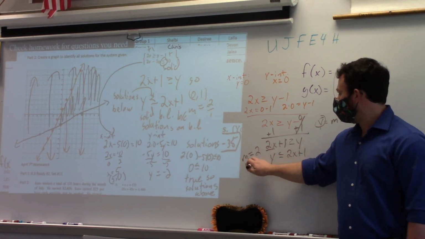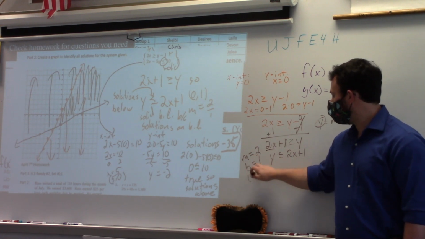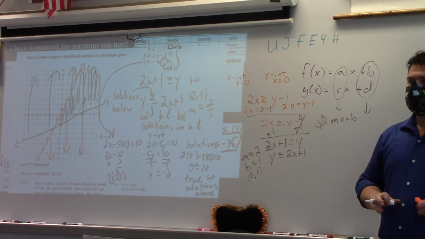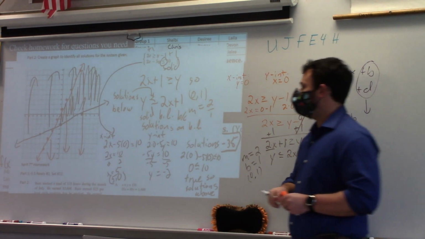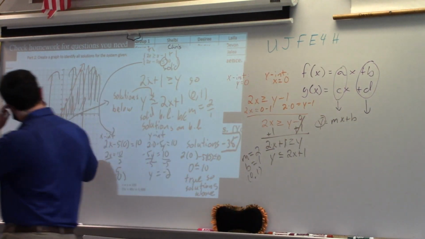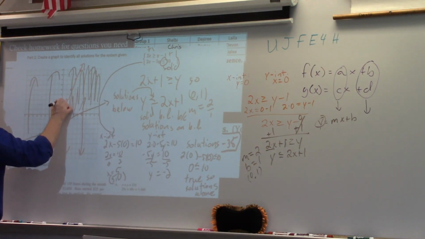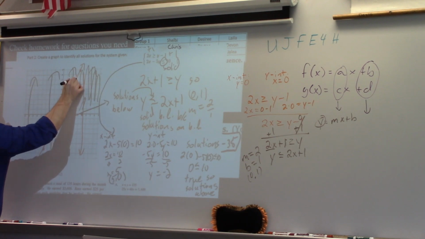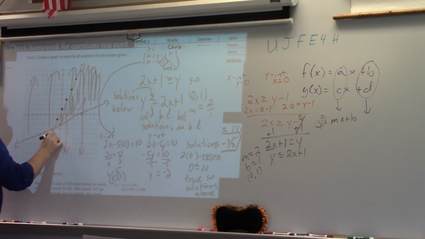And b is 1, or (0, 1). So at the point (0, 1) is your y-intercept. And then you go up 2, to the right 1. That's all it is. Down 2, to the left 1.